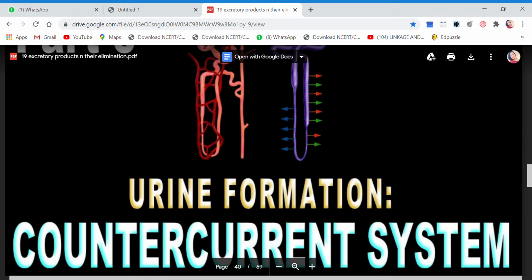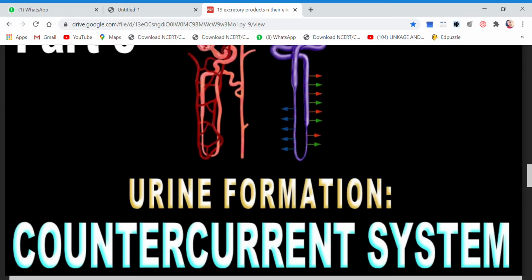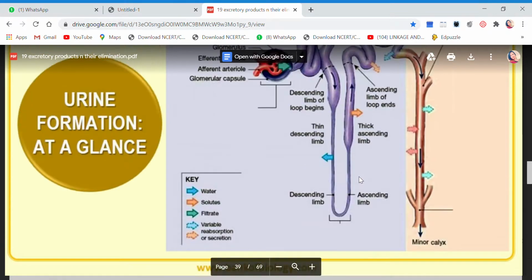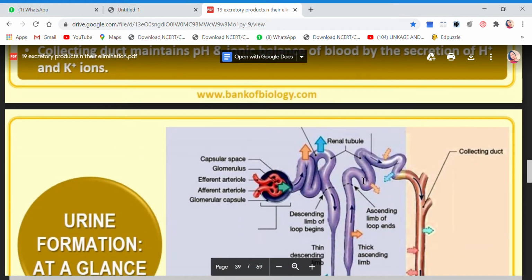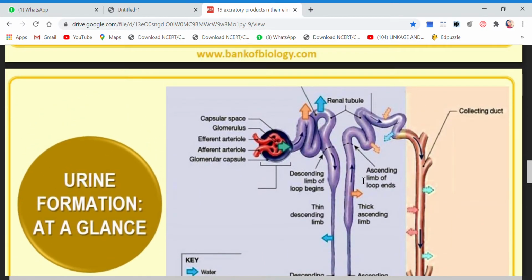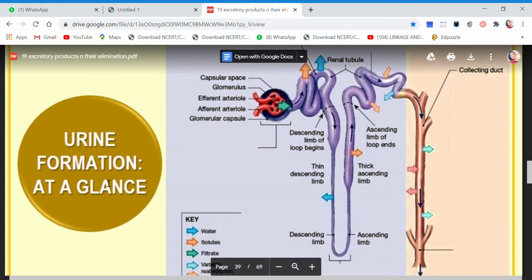And in today's topic, we are going to discuss urine formation: the counter current system. In the previous video, we have already discussed the formation of filtrate. Let me give you a brief discussion here. Urine formation at a glance.